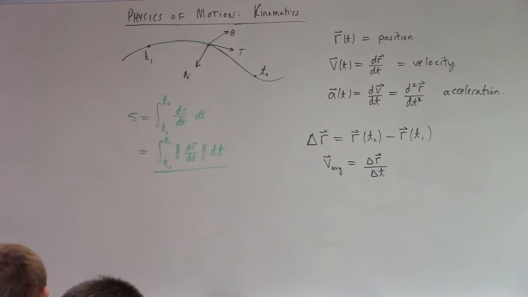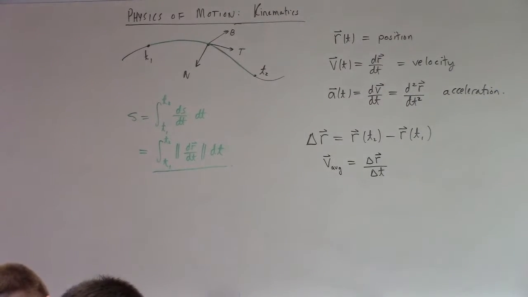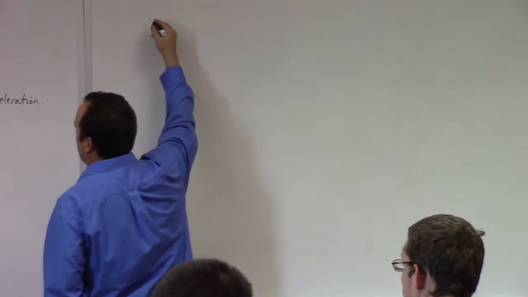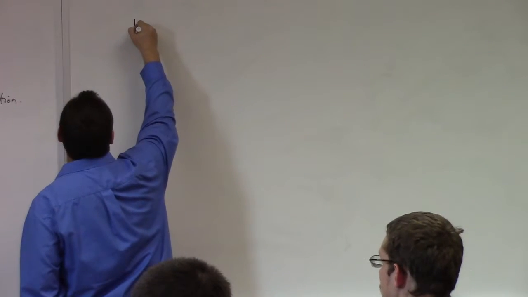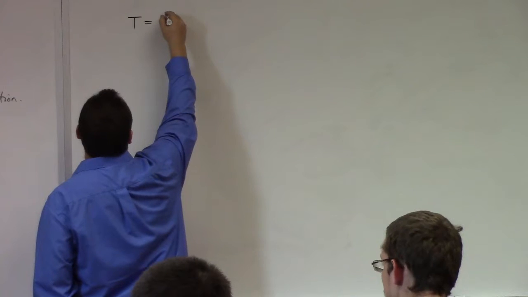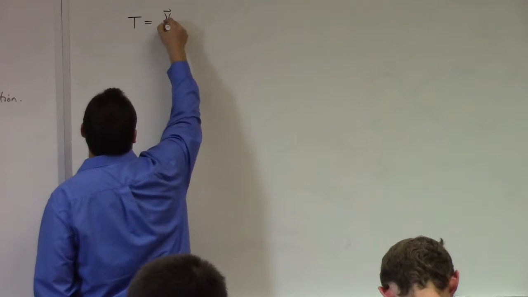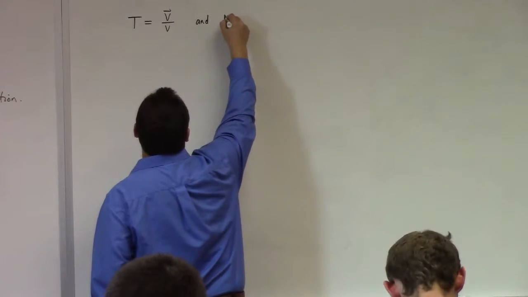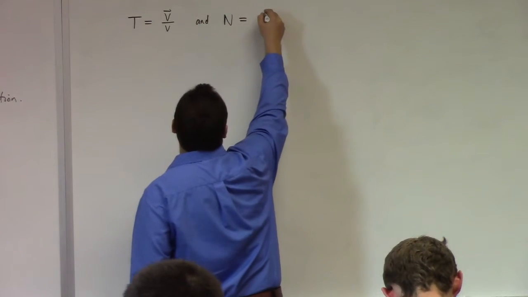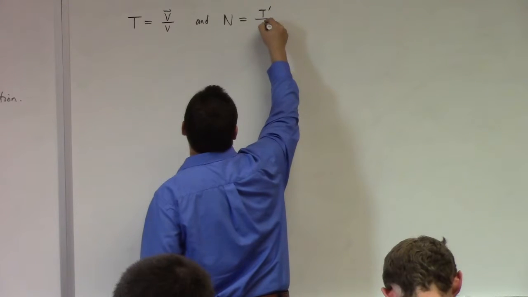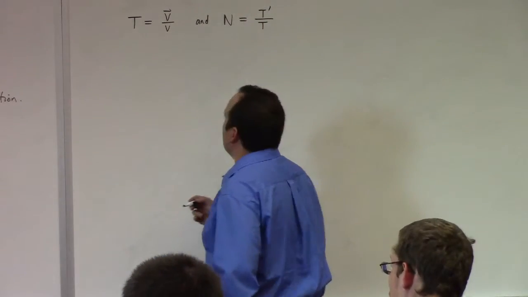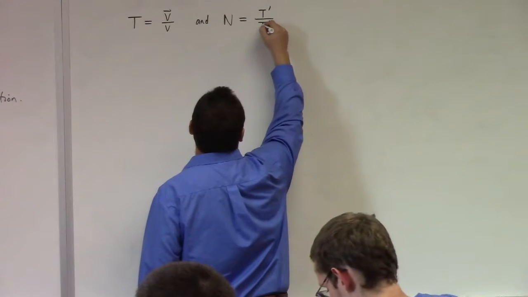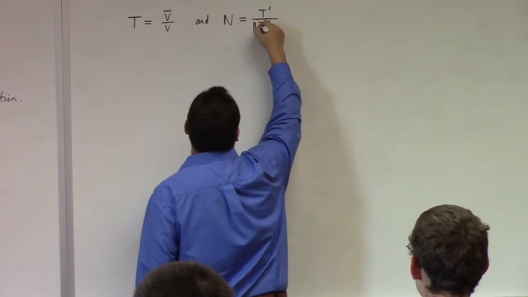All right, so now what I want to do is connect the acceleration to the Frenet frame. So acceleration, let's remind you guys, T is equal to what? It's basically v divided by the length of v. And what's the definition of N? T prime divided by the length of T prime, actually. Well, let me be a little bit more pedantic about it: the length of T prime.